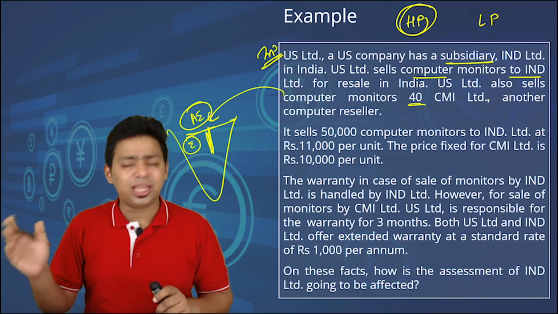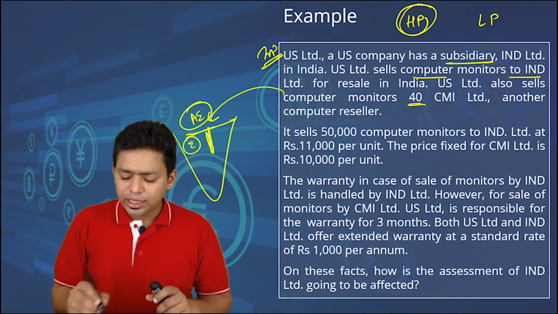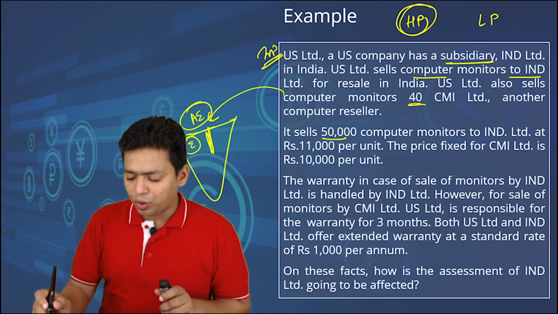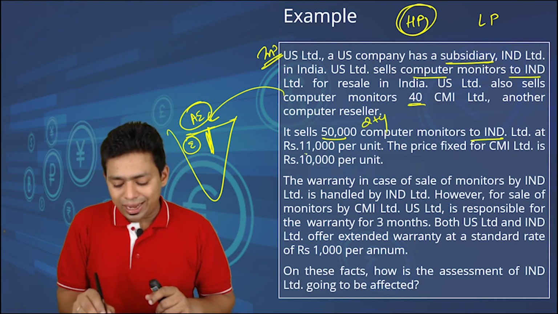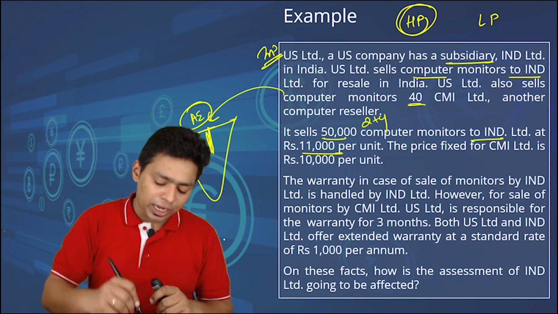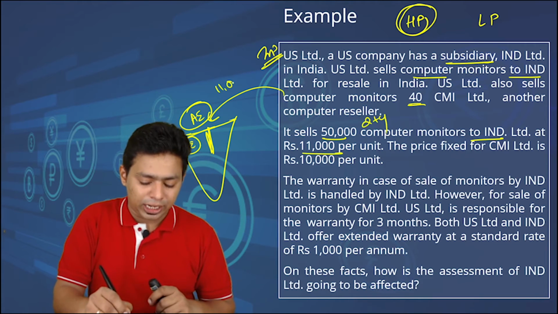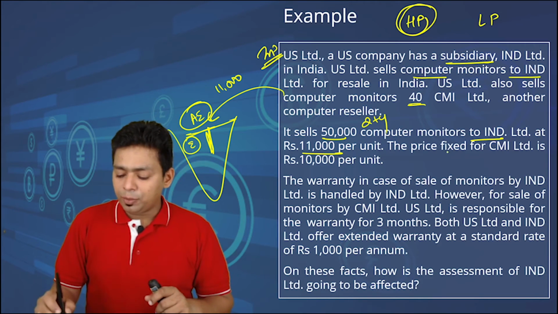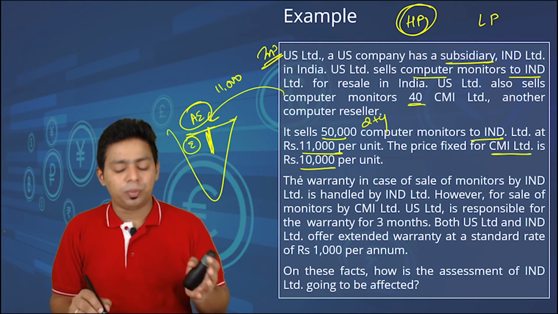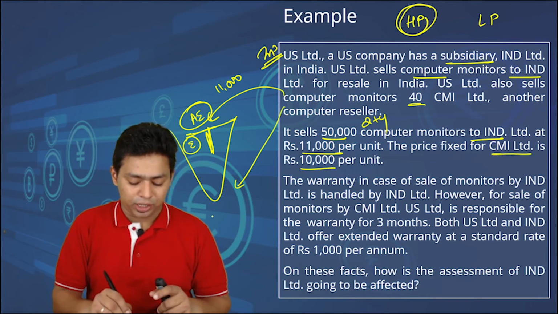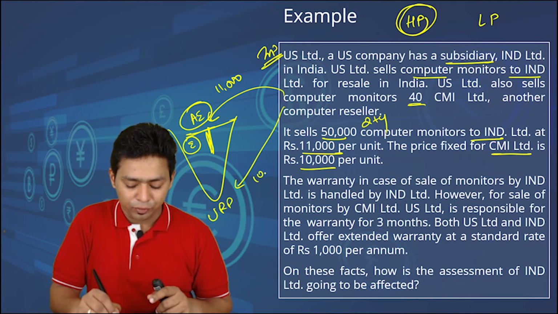So there is another company. It sells 50,000 computer monitors to Ind Limited, a quantity of 50,000 at 11,000 per unit. So while selling to their associate enterprise, they are selling at 11,000 per unit. The price fixed for CMI Limited is 10,000 per unit. If they are selling to an unrelated party, they are selling it for 10,000 rupees.